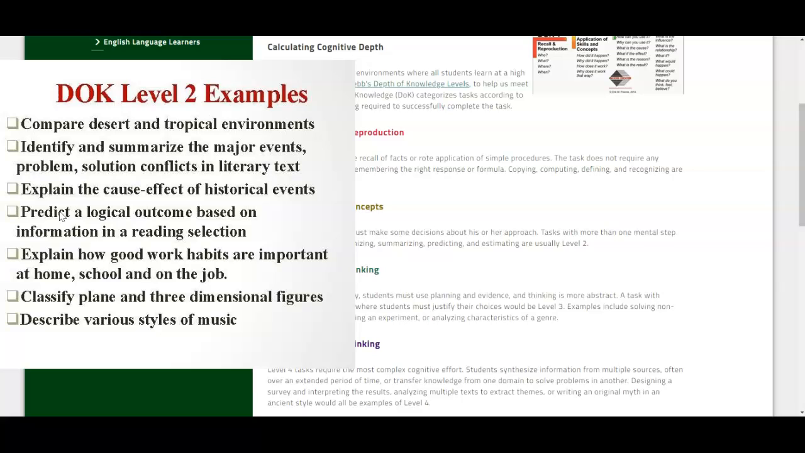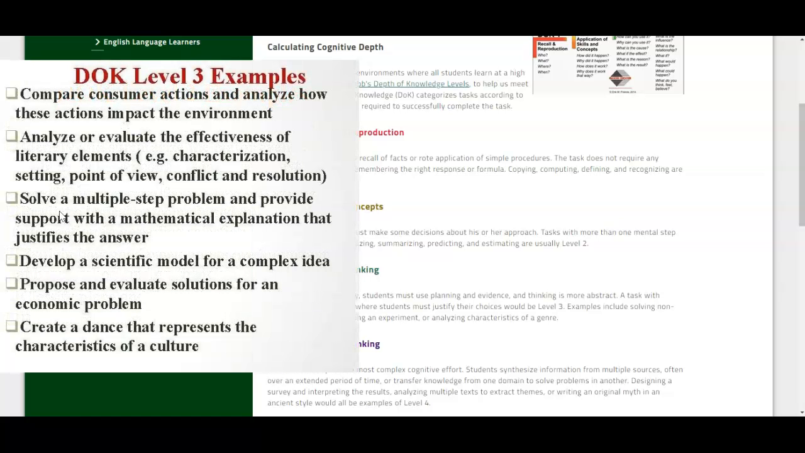Level 2, skills and concepts. At this level, a student must make some decisions about his or her approach. Tasks with more than one mental step, such as comparing, organizing, summarizing, predicting, and estimating, are usually level 2 skills.